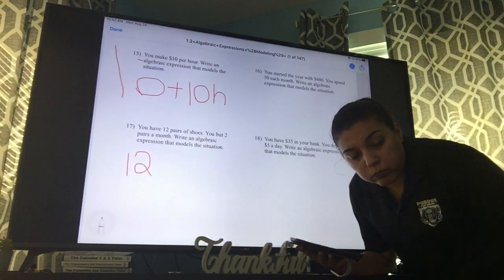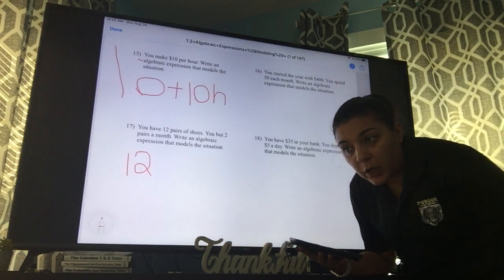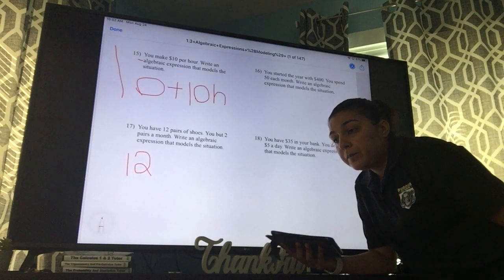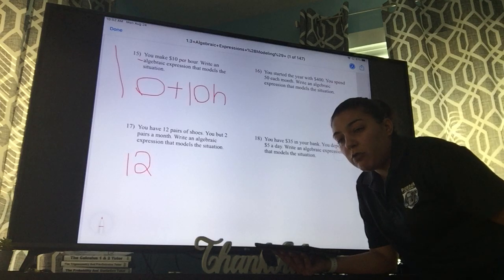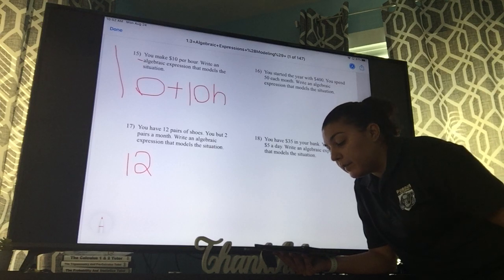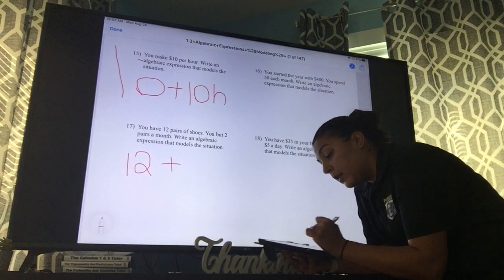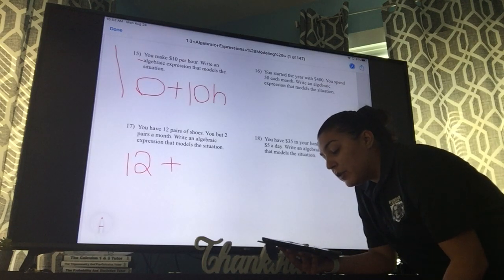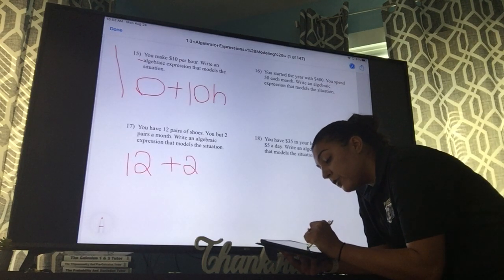So, we know we have 12 pairs of shoes. If I go buy 2 more pairs of shoes, how many shoes do I have now? 14. So, am I adding to my shoe pile, or am I subtracting? You added. Oh, you're talking about the shoes. I thought you were talking about how much money you got. Yeah, so you're adding 2 pairs of shoes per month.